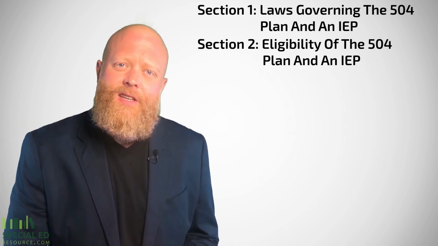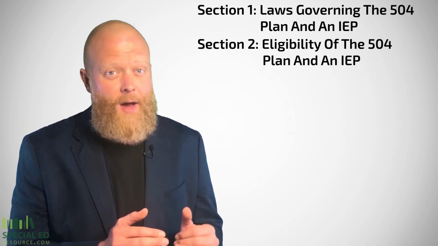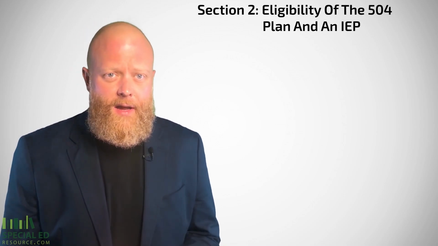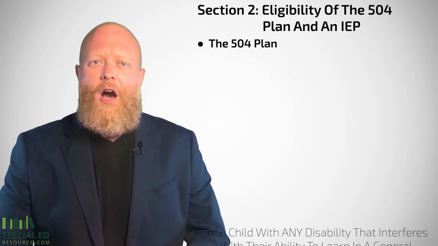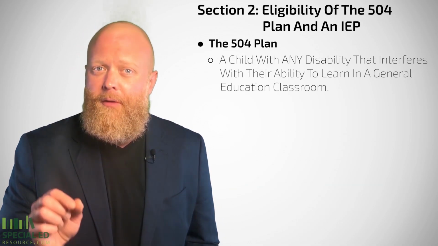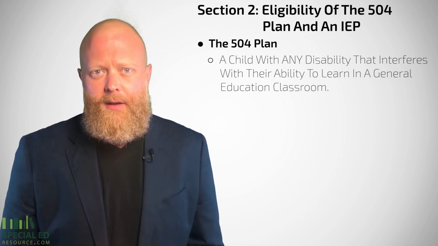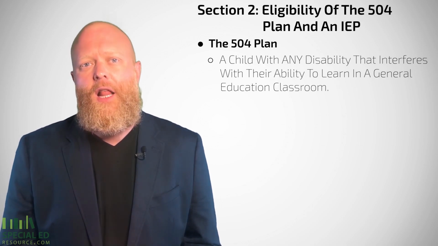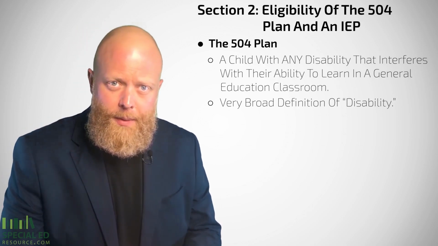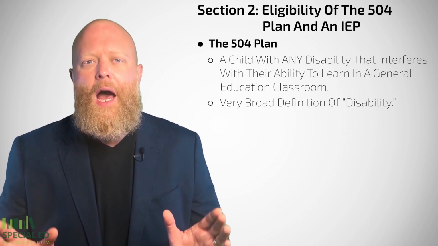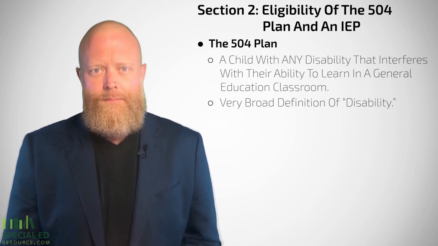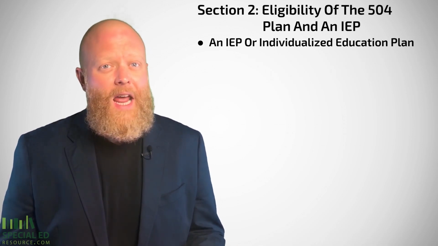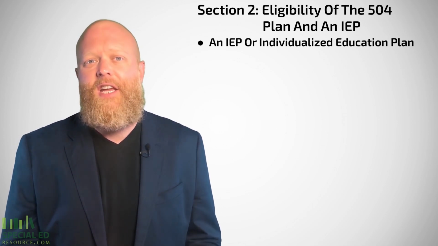Next, let's discuss the eligibility children need for both the 504 plan and an IEP. Starting with the 504 plan. Now, a 504 plan is available for a child with any disability that interferes with their ability to learn in a general education classroom. The 504 plan includes a very broad definition of disability. Next, let's discuss the eligibility requirements for an IEP or Individualized Education Plan.